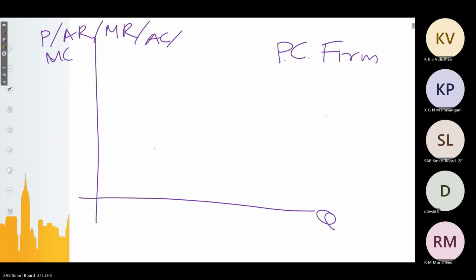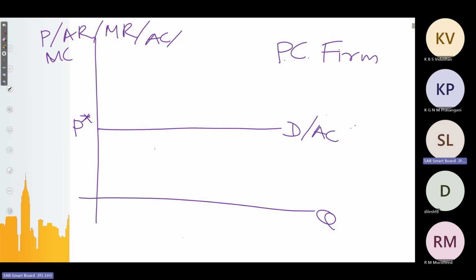So what is the demand curve? It's a horizontal line for a particular firm. This demand curve represents the equilibrium price in the market. So this is the price. In perfect competition, price, average revenue, marginal revenue, all concepts are identical.